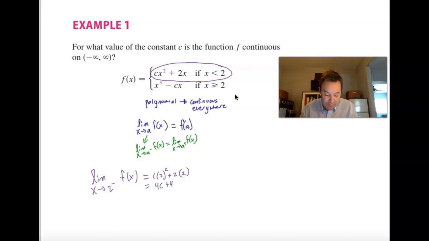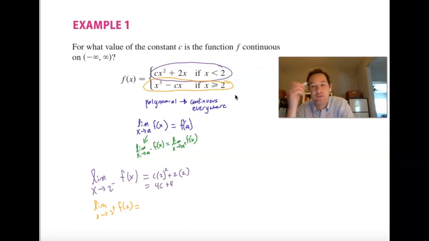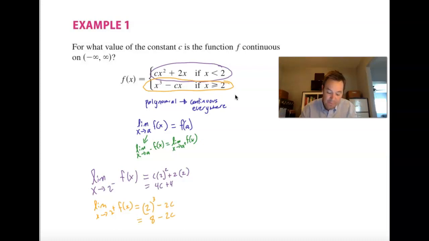Next I want to take a look at the limit as x approaches 2 from the right. The piece I'm going to look at there is the bottom piece, because approaching 2 from the right, we're using values larger than 2 but approaching 2. Again, I'll make a direct substitution into that bottom piece. So I get 2 cubed minus 2c, so we get 8 minus 2c.